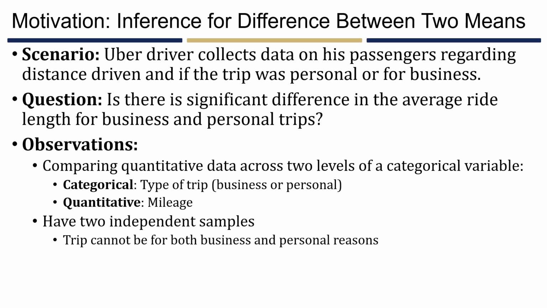However, notice also that we have two independent samples. The trip can only be for one of the two reasons. It can't be for both business and personal reasons, so each observation is going to fall into only one of the two categories. As a result, we're not able to take differences between our observations like we were with matched pairs.